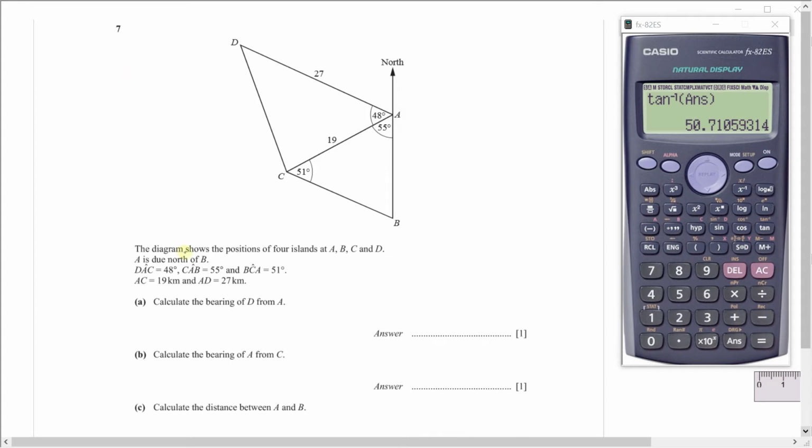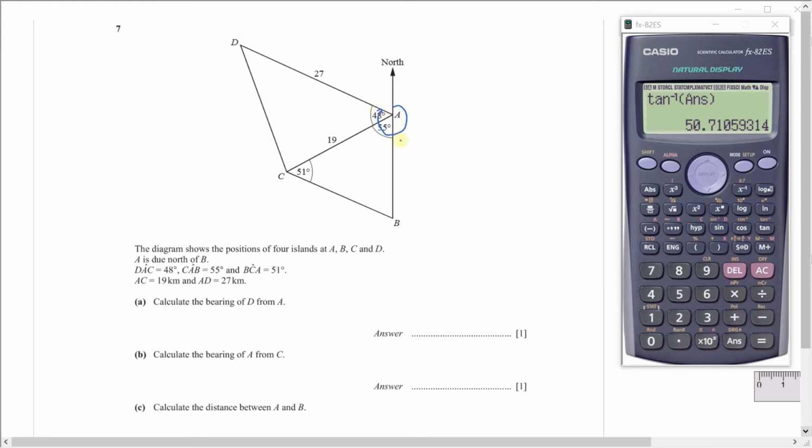Question number 7: the diagram shows the position of four islands A, B, C, and D. You're given angles 48, 55, 51, and your distances are given as well. AC is 19 kilometers and AD is 27. Calculate the bearing of D from A. So the bearing of D from A will be this angle.